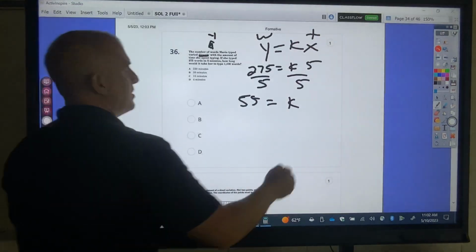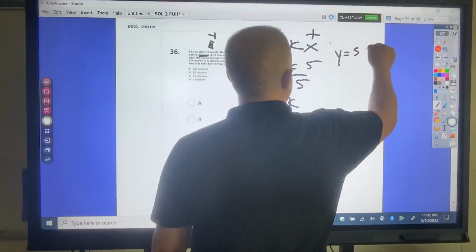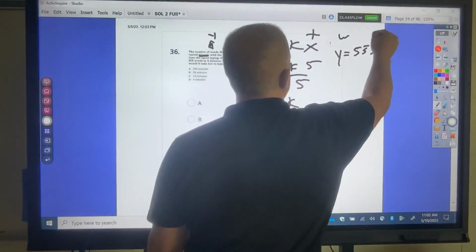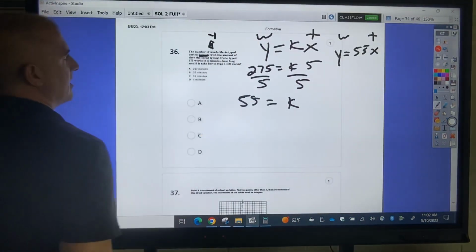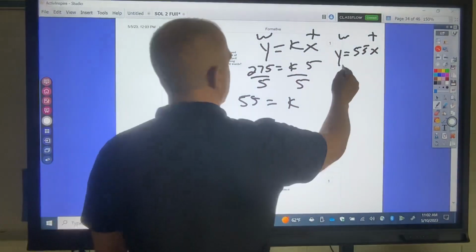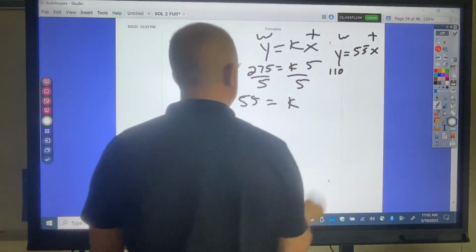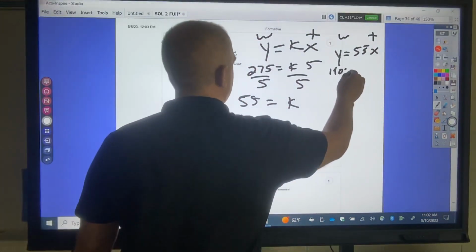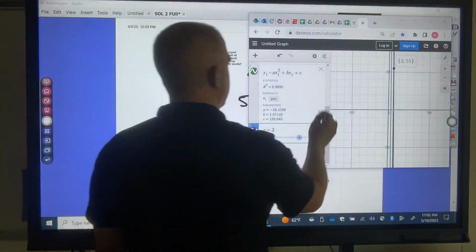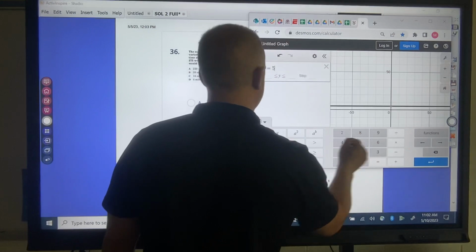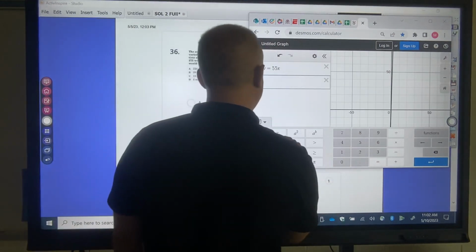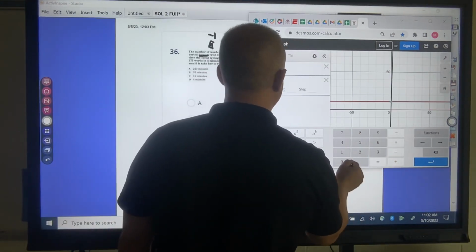Then I'm going to want to return to this equation and write 55 in. I'm still going to write the w and the t. Now it says how long will it take to do 1,100 words? So 1,100 words would be the y. So what I want to do is type in y equals 55x. I'm going to type y equals 1,100.